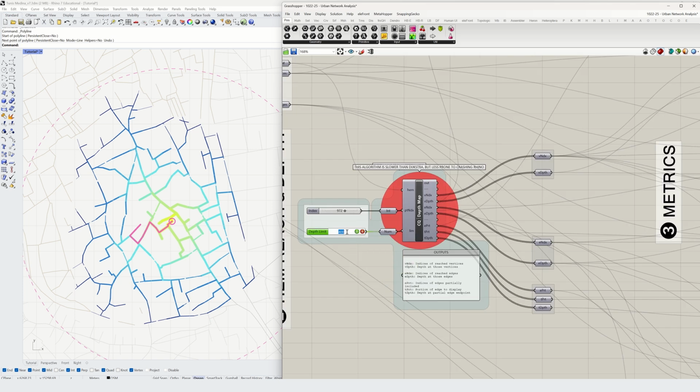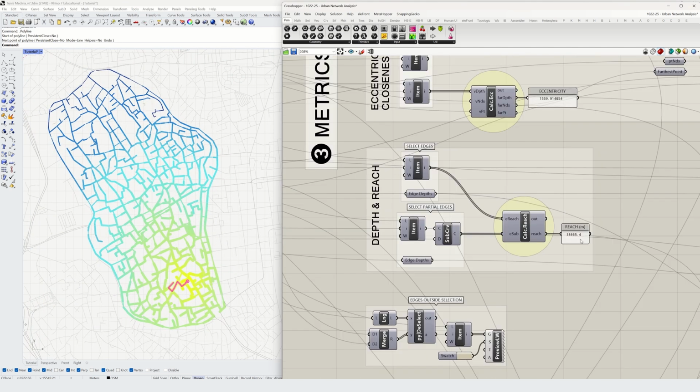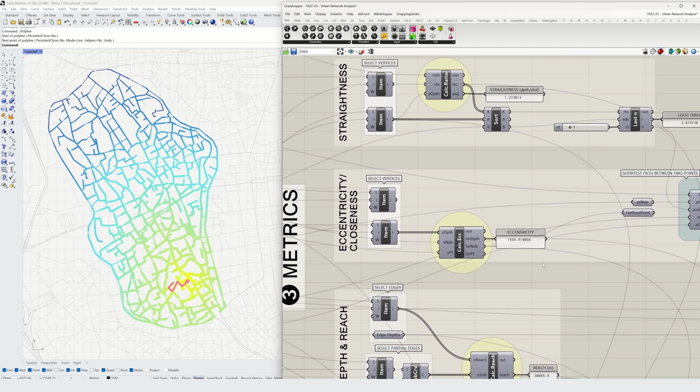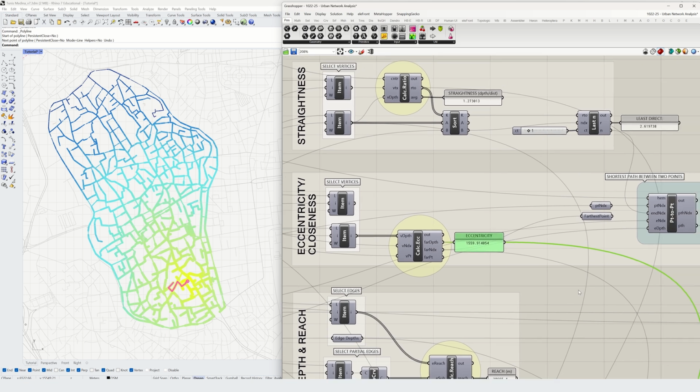Increasing the depth limit to include the entire network gives another perspective. In this case, the reach will be the same for every point, but we get a new data point, called eccentricity, that gives the depth of the most distant point. This can be a surprising value, as in this case it is not the farthest by Euclidean distance, but one where the path turns back on itself.